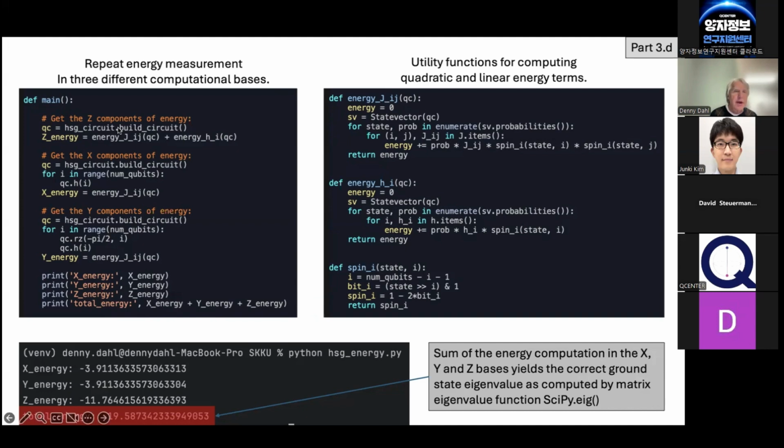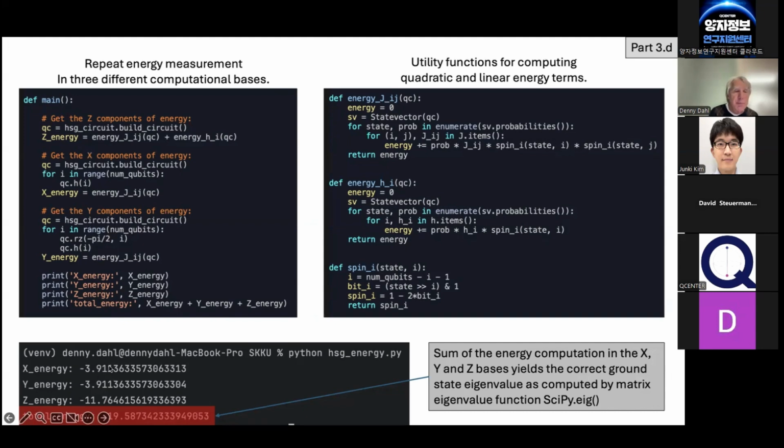The circuit as it is can provide us the measurement of all the Z-based terms in the Hamiltonian. So I compute those using the energy JIC function and the energy HI function over here. But then you also need to get the X components of the energy and the Y components. To get the X components, I have to translate from the Z computational basis to the X computational basis by applying a Hadamard gate to every qubit. In order to measure the Y components of energy, I have to do an RZ rotation around each qubit and then do a Hadamard. So this gives me the three different components of the energy.